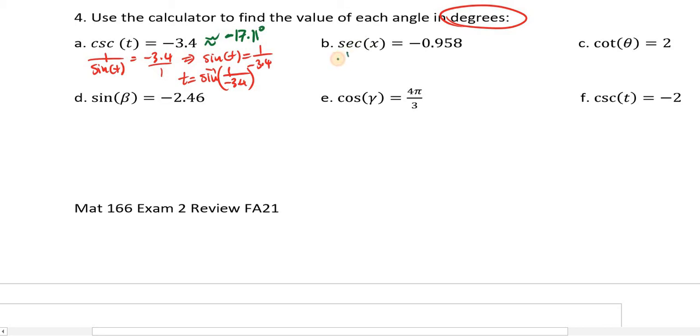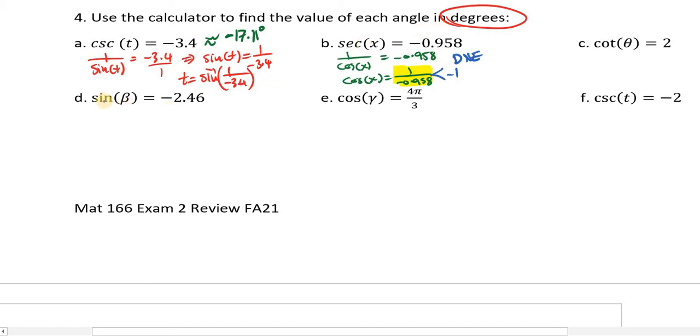Same for secant. So secant is 1 over cosine. x is equal to negative 0.958. If we flip both sides, we get cosine x is equal to 1 over negative 0.958. If you plug this into the calculator, you will notice that this number is actually less than -1, which means this does not exist because we know that the range for sine and cosine is between -1 and 1. So since this is below -1, it's -1 point something, we know that it doesn't work.